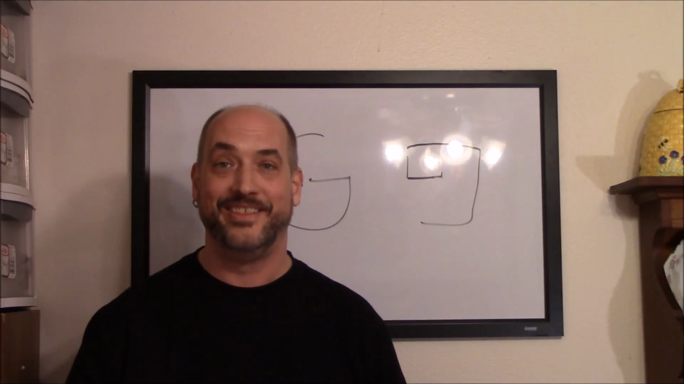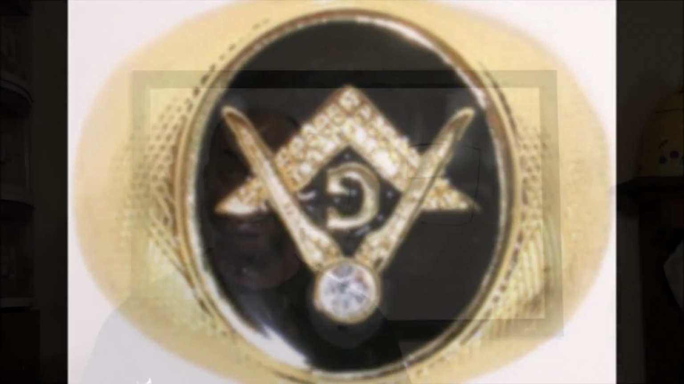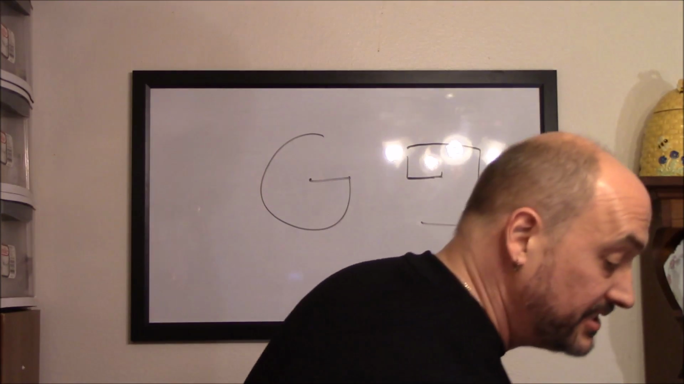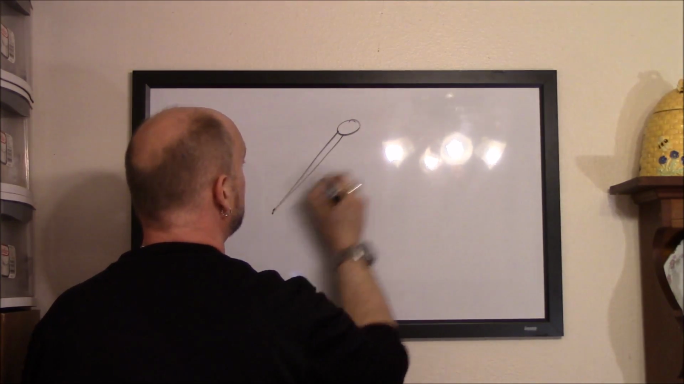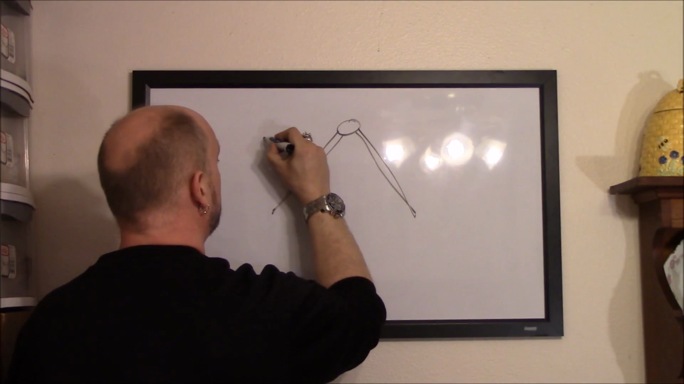You see it? There it is. So here's the ring, and here's the letter Pe. Now, when you consider what the symbol is in Freemasonry, you have the compass, and then you have the square.